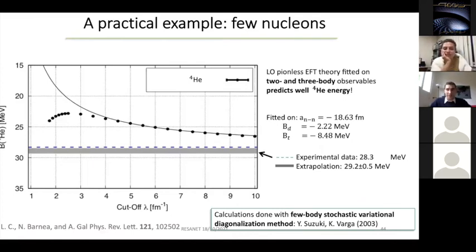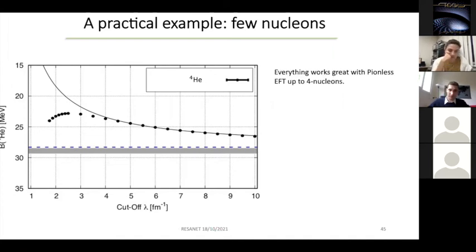So, okay, this graphic I don't need to explain. This is the helium-4 binding energy, and you see how well it works. This had no problem. This is what is called S-wave. It's very spherical, it's a very nice few-body system, and it was in very good agreement with experiment. So up to 4 nucleons, contact effective field theory works very well.